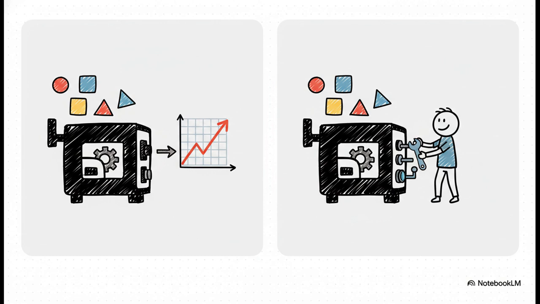Hyperparameters, on the other hand, are the settings that you, the data scientist, choose before you even start training. For example, you might decide how complex a decision tree is allowed to get. These are the settings that control the overall behavior of the learning algorithm.